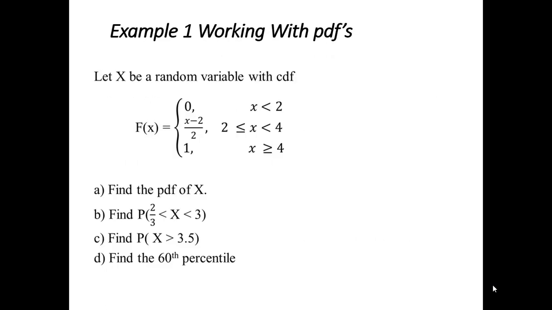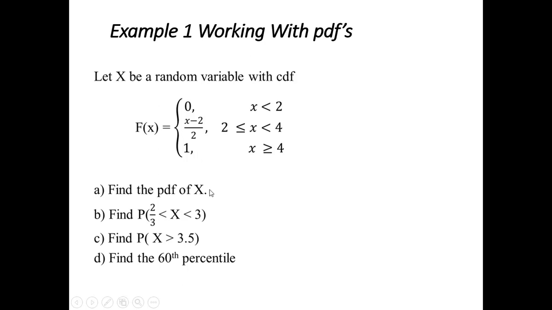For our first example, suppose we have a CDF, right? The cumulative distribution function is given here. You could see it's defined as a piecewise function. So when x is less than 2, our F of x is 0. When x is between 2 and 4, we get (x minus 2) over 2. And when x is greater than 4, we have 1. So this is the cumulative distribution function.